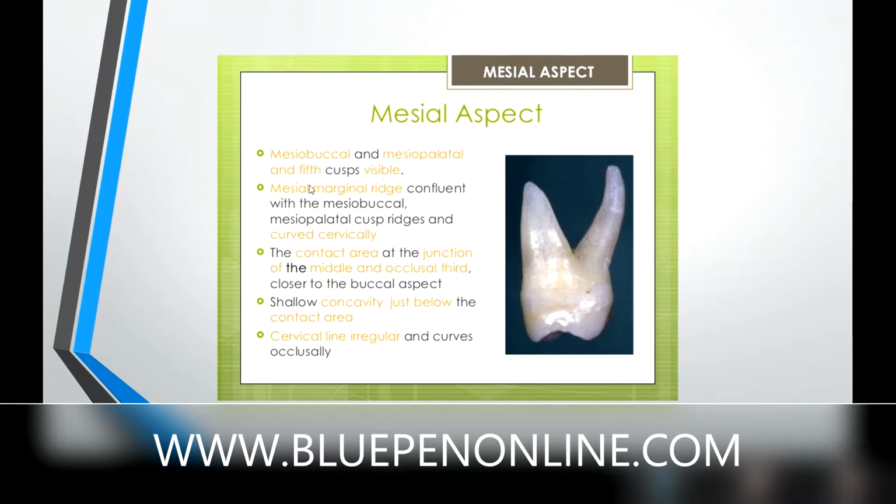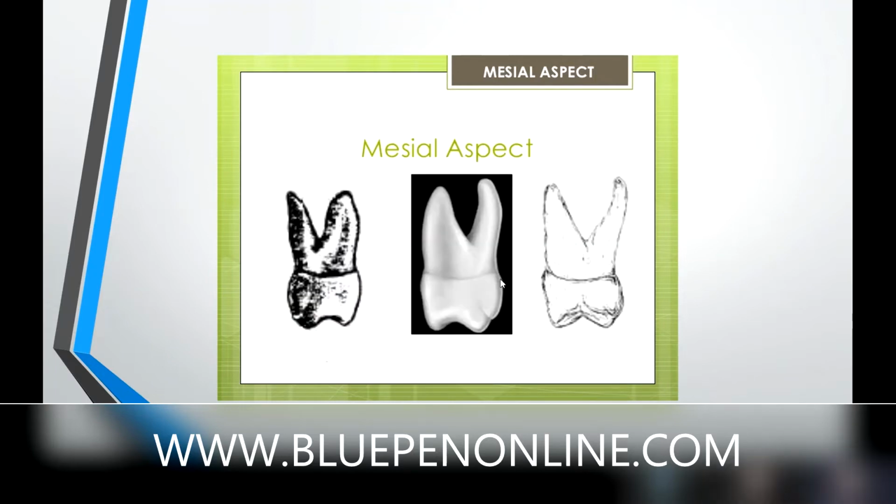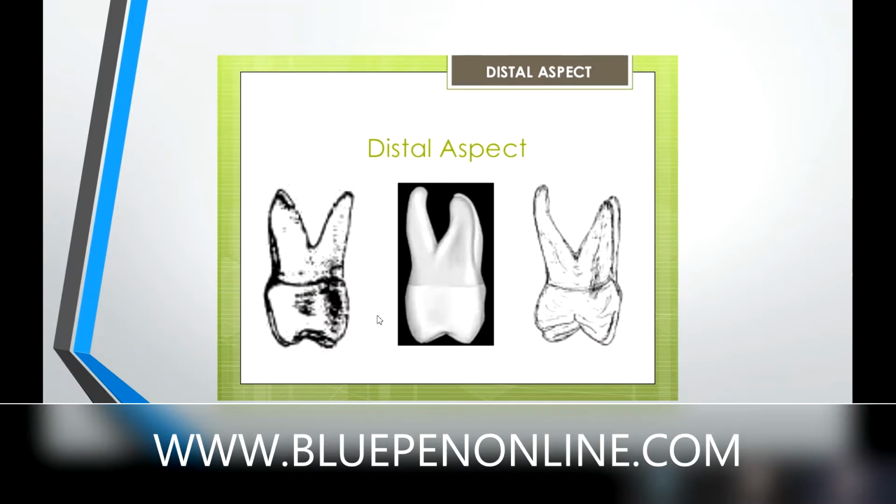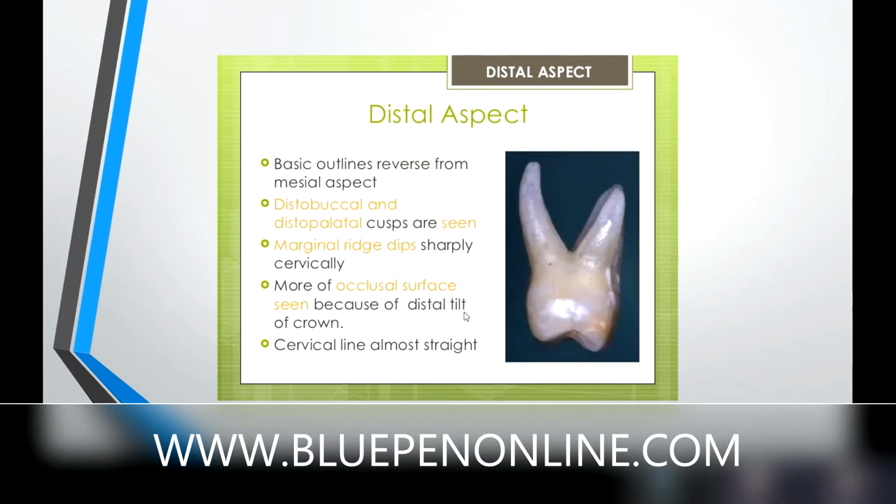Mesial marginal ridge, confluent with the mesobuccal cusp and mesopalatal cusp ridges, and curved cervically. The contact area is at the junction of the middle third and occlusal third. Shallow concavity just below the contact area. Cervical line irregular and curves occlusally. This is the cervical line. So this is from the mesial aspect. From the distal aspect, distobuccal cusp and distopalatal cusps are seen. Marginal ridge dips sharply cervically. More of the occlusal surface is seen because of the distal tilt of the crown.